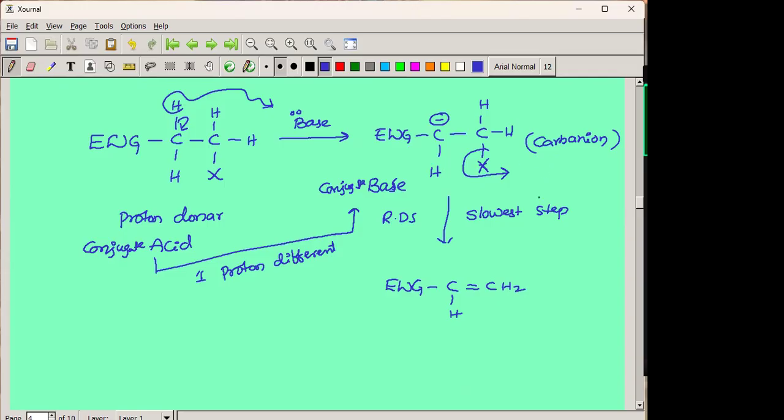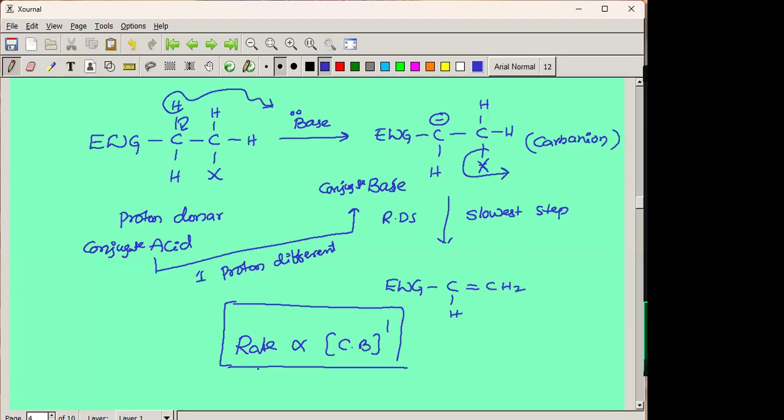In this reaction, the conjugate base is involved. So the rate of reaction is directly proportional to the concentration of the conjugate base, but not the remaining species. That's why this is considered the unimolecular conjugate base mechanism. Okay, so that is the difference between the E1cB mechanism and the others. In all the cases, you must observe that.